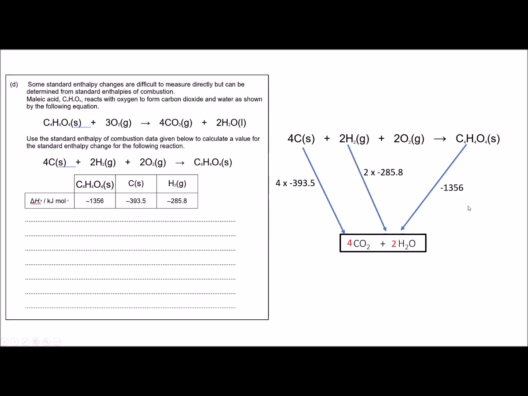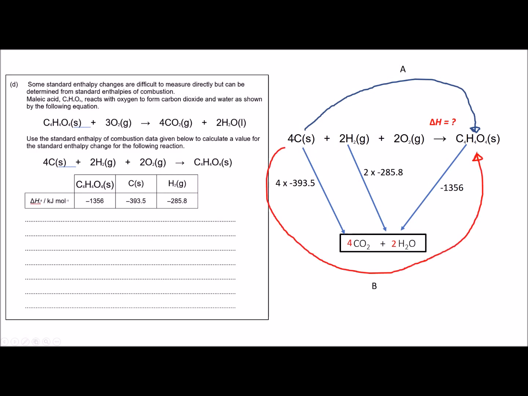So I can show this by drawing an arrow from our substances into this box, which shows our combustion products. And we are trying to work out this enthalpy change, so route A, but there's no values there, so we are forced to go through route B and take into account these values over here. So once again, if you go with the arrows, you keep the operation the same. If you go against the arrows, you just reverse the operation. So you should get 4 times minus 393.5 added to 2 times minus 285.8 added to plus 1356, and that should give you minus 789.6 kilojoules per mole.